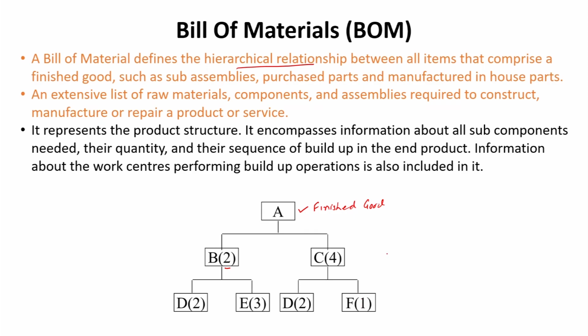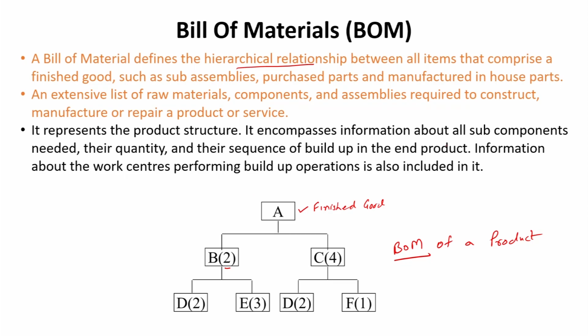So, this is called bill of material, popularly called BOM, of a product. This tells you that to manufacture 1 unit of A, how many components, sub-assemblies and parts are required. Okay. So, this is an extensive list of raw material, components and sub-assemblies required to construct, manufacture or repair a product or service. It represents the product structure.